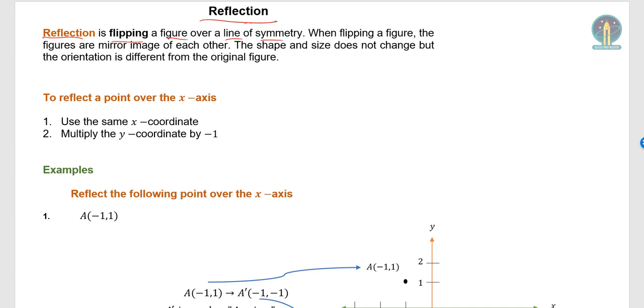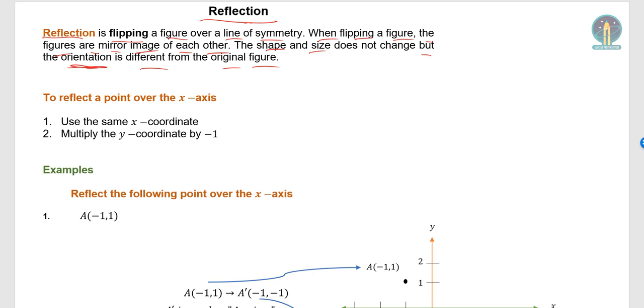plane. When flipping a figure, the figures are mirror images of each other, in which case the shape and size does not change between the original figure and its mirror image, but the orientation is different from the original figure. So the orientation between the original figure and the mirror image of the figure is different.